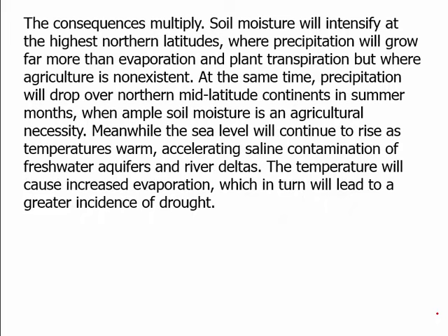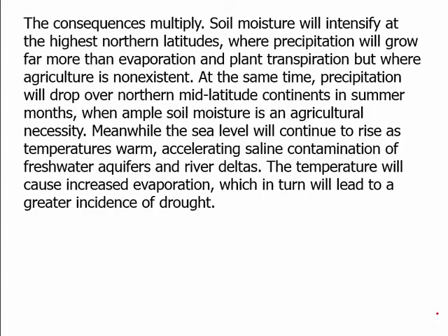Second paragraph. The consequences multiply. In other words, it just gets worse. Soil moisture will intensify at the highest northern latitudes, where precipitation will grow far more than evaporation and plant transpiration, but where agriculture is non-existent. At the same time, precipitation will drop over northern mid-latitude continents in summer months, where ample soil moisture is an agricultural necessity. So in other words, you'll get moist soil on the tops of mountains, but nobody grows food there. But at all the places where people are actually growing the food, there's going to be less moisture.